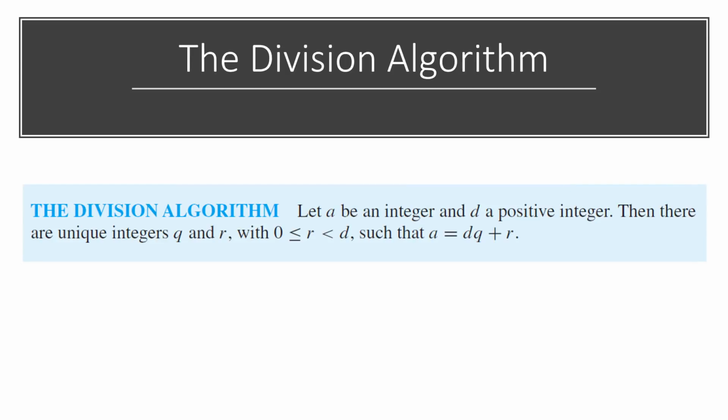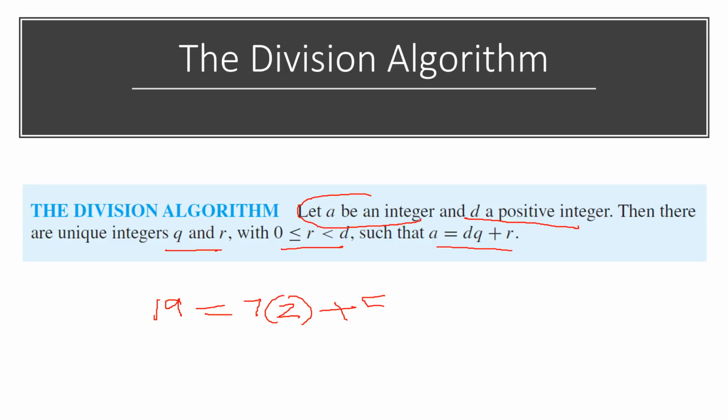The division algorithm says that if A is an integer and D is a positive integer, then there are unique integers Q and R such that R is between 0 and D, and this relationship is satisfied. You might recognize this as a familiar algorithm. For example, if you divide 19 by 7, you will have a quotient of 2 and a remainder of 5. Notice that 5 is between 0 and 7. So this is Q and this is R.